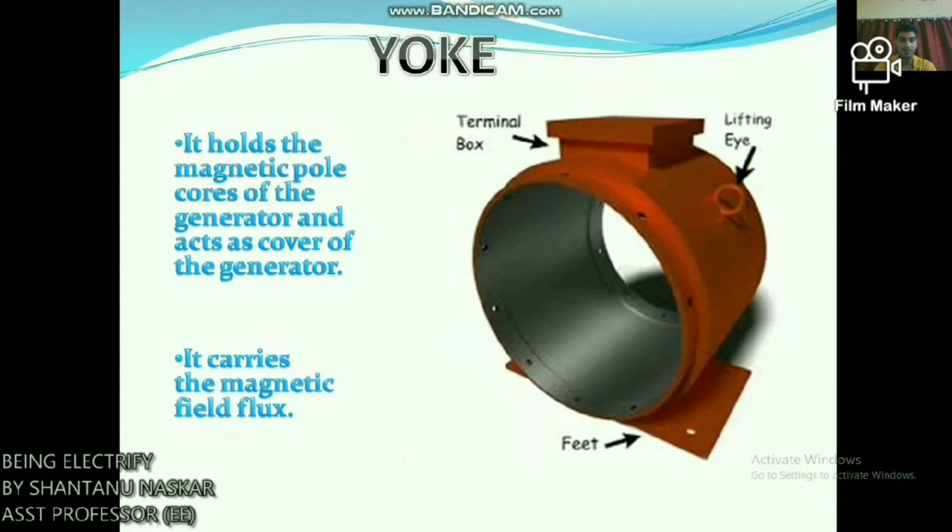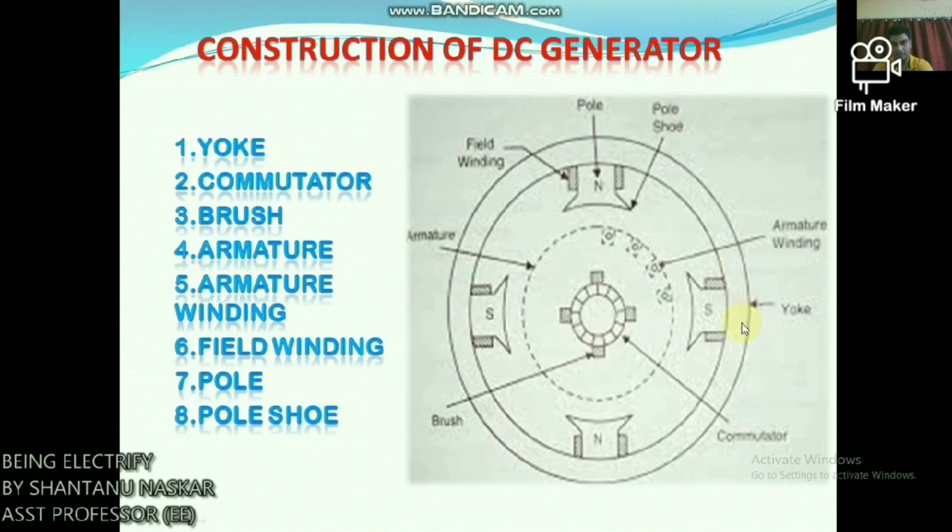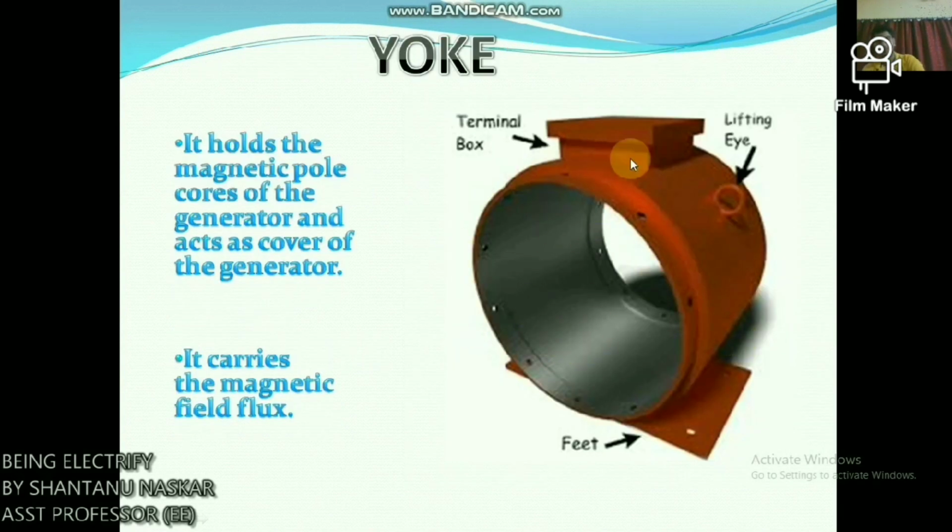So first is yoke. Here you can see the yoke. This is the actual picture of yoke. The outer frame of a DC machine is called as yoke. It is made up of cast iron or steel. It not only provides mechanical strength to the whole assembly but also carries the magnetic flux produced by the field winding.